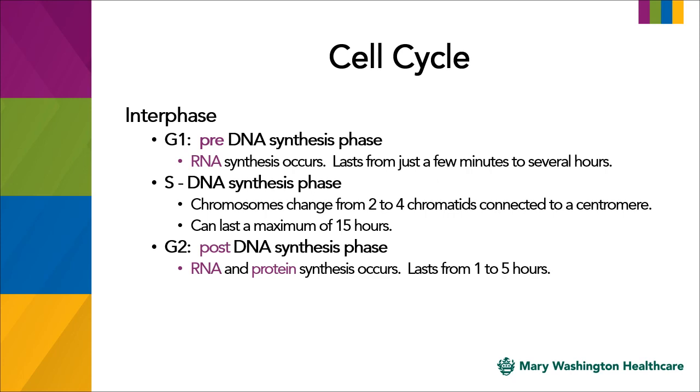G1 is referred to as the pre-DNA synthesis phase, during which RNA synthesis occurs. It lasts from just a few minutes to several hours. During the S phase, DNA synthesis occurs, and this is where chromosomes change from having 2 chromatids to having 4 chromatids attached to a centromere. This can last a maximum of 15 hours, which makes it very slow and very, very low sensitivity. G2 is the post-DNA synthesis phase, and it's the RNA and protein synthesis that occurs during this phase. It lasts from 1 to 5 hours.